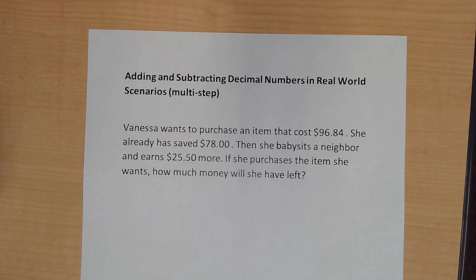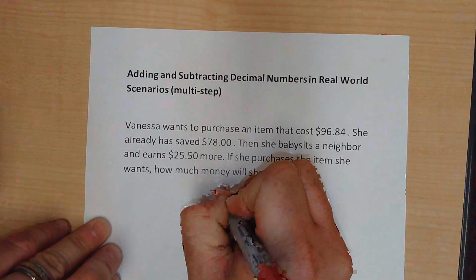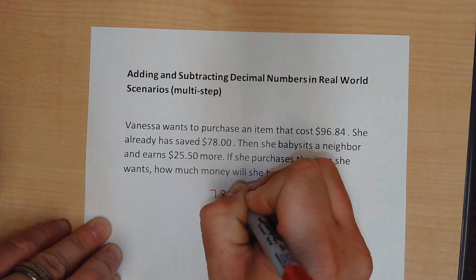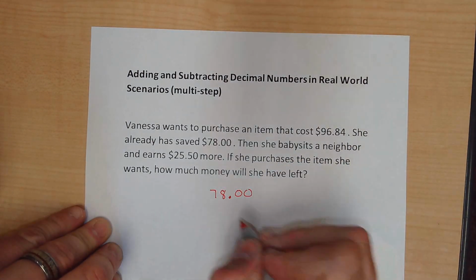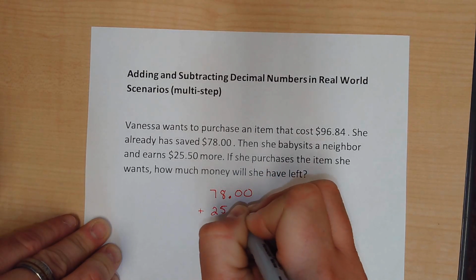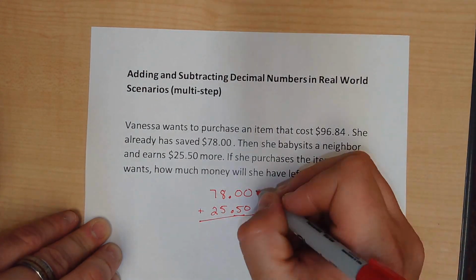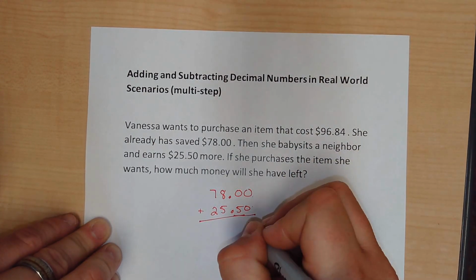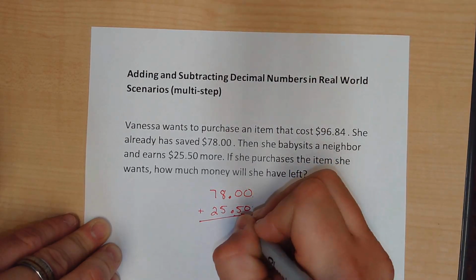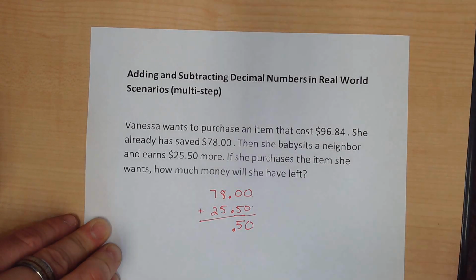Okay. So right now she can't purchase the item, so she needs to make more money. Well, she does that by going and babysitting. So we need to figure out how much money she has before she purchases the item that she wants to buy. So she started with $78, and she's going to add the $25.50 that she earned from babysitting. Well, 0 hundredths plus 0 hundredths is 0 hundredths. 0 tenths plus 5 tenths is 5 tenths.